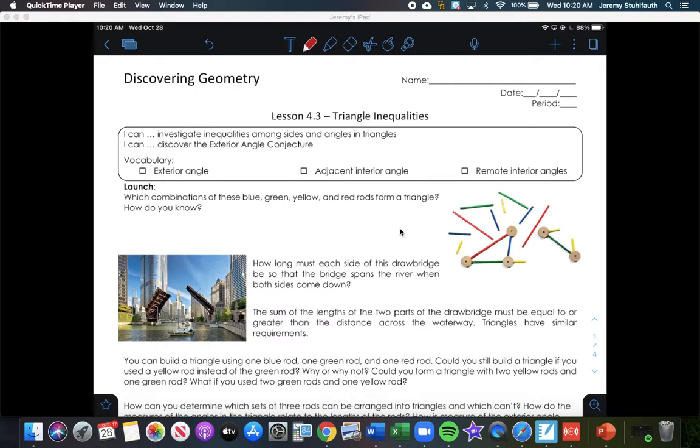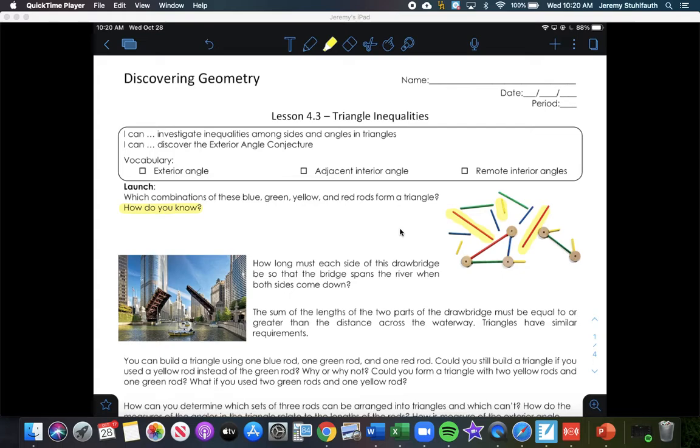Looking at these, you might have said that you could make a triangle if you took a red shape, another red shape, and then maybe a yellow shape. You can see in this figure that they already made a triangle out of a red, a blue, and a green. Does that work? Okay, so red, blue, and green, it kind of looks like they made a triangle out of that.